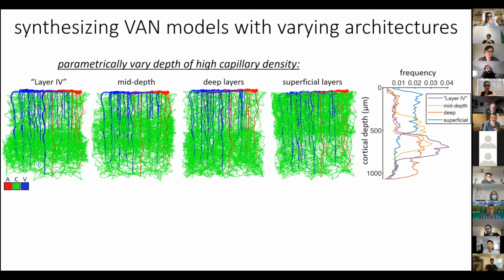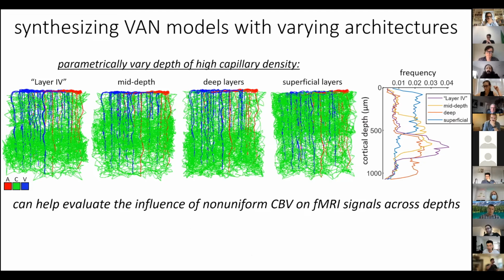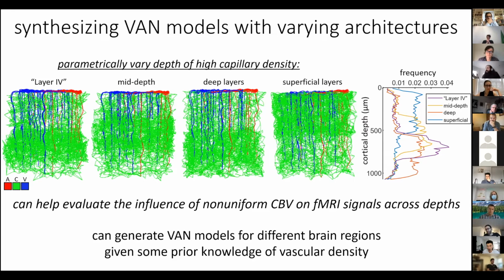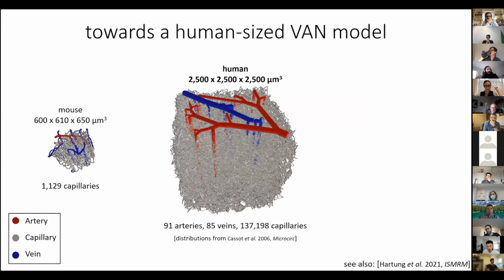So we can also synthesize VANs with parametrically varying angioarchitectures, such as capillary density, which can help us to evaluate the influence of non-uniform CBV across depths on the BOLD signal. This also demonstrates how we can potentially generate VAN models for different brain regions given some prior knowledge of the vascular density or architecture. We are now working towards synthesizing and simulating a human-sized VAN model. Here you can see a candidate VAN for the human cortex next to a VAN from the mouse cortex to give you a sense for the differences in sizes.